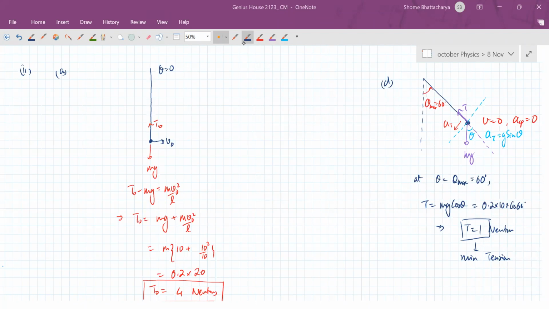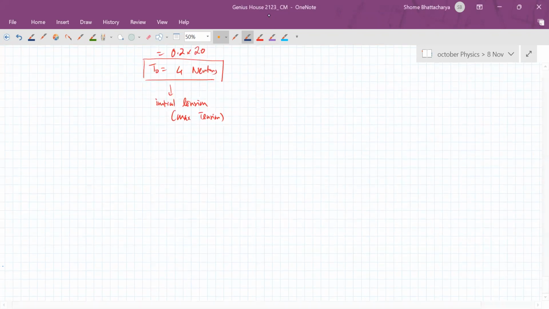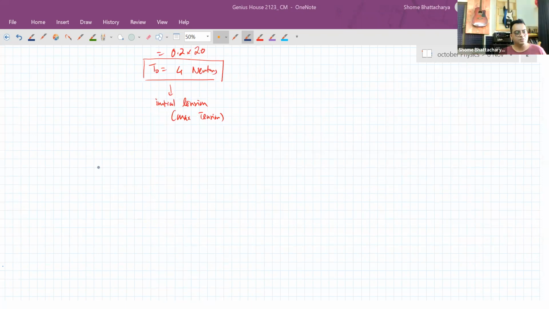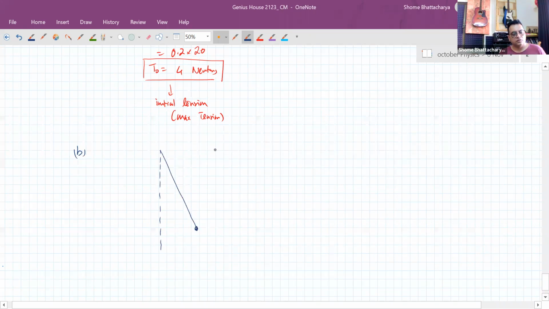Yes, Dhruv, I will send the notes, etc. Okay, let's just wind up this question as we finish. So now you can see, for example, for the B part, when you reach the 37-degree position, first of all, you have to calculate what the speed is. That will come from work energy.